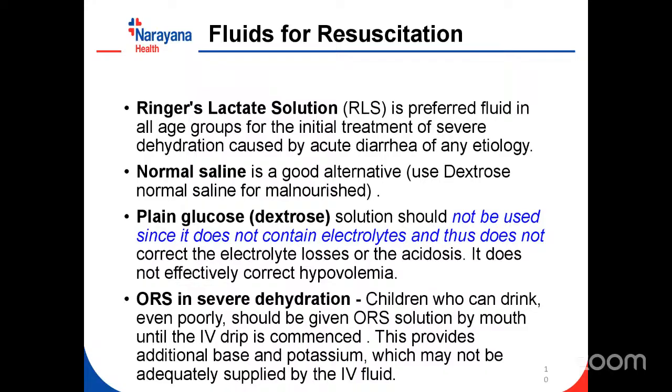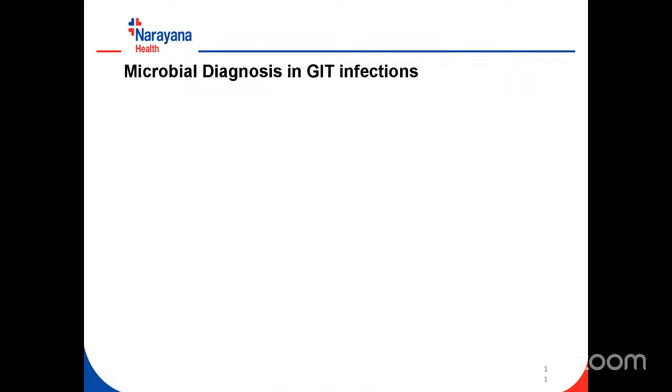What do we use for resuscitation? This is ORS. In most of the cases, whenever the child comes to you and whenever the child can drink, it has to be ORS, ORS, and ORS. Remember, when giving IV lines, plain dextrose should not be used as electrolytes are not given in that, and the child will end up with severe electrolyte problems and will end up in more trouble. Normal saline or Ringer lactate can be used in almost all patients for resuscitation.